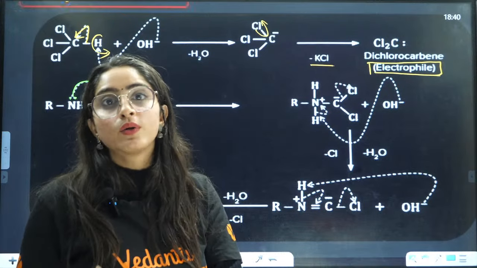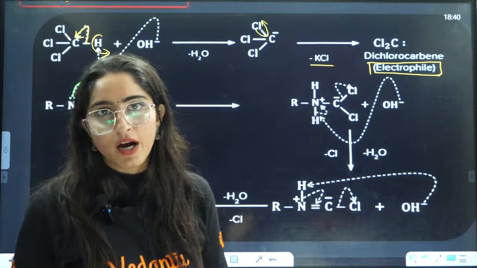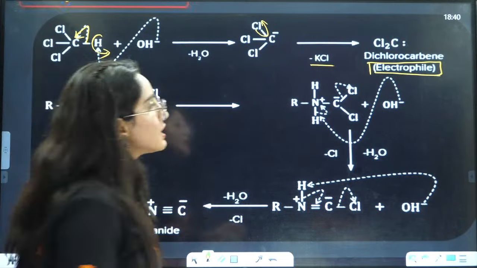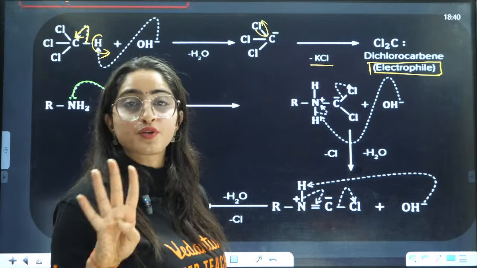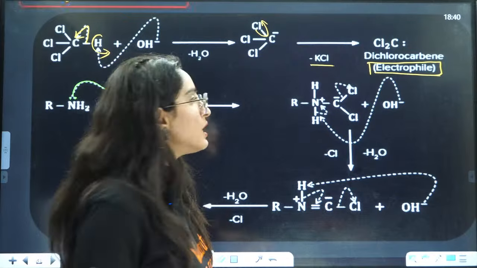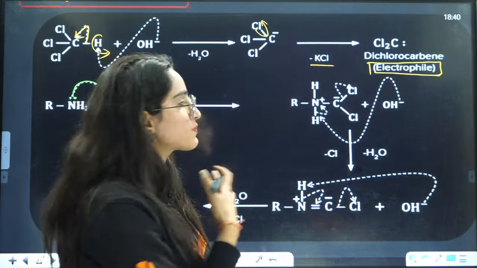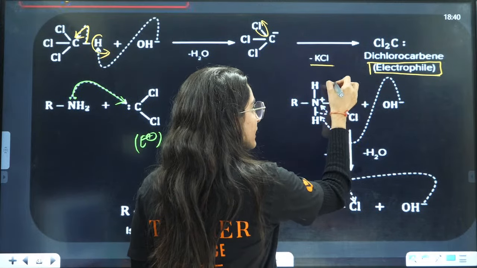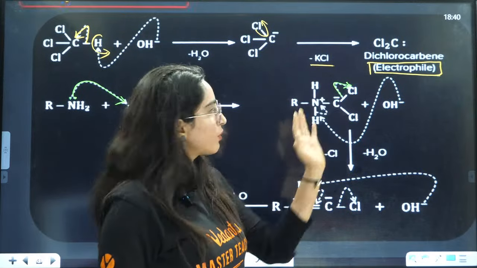Very rarely you will see carbon having a negative charge. Here you will see carbon having a negative charge. Why? Because it has one more bond with this chlorine. That is why carbon has a negative charge. This nitrogen will have a positive charge because it is forming 2 bonds here. Now, carbon can't have a negative charge, so it wants to eliminate that negative charge. Firstly, this electron pair will be eliminated, so this Cl will leave from this side.